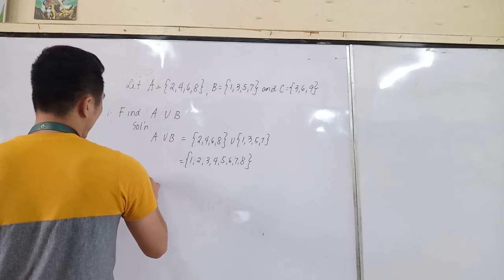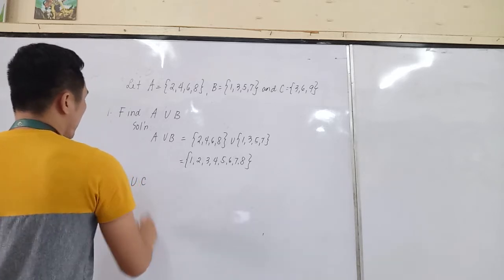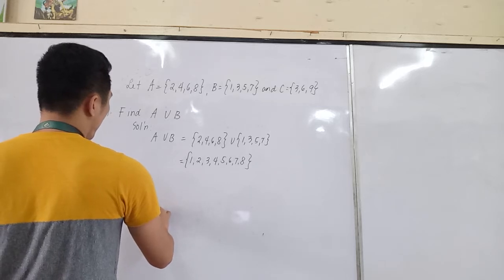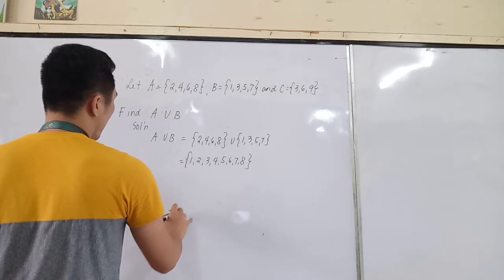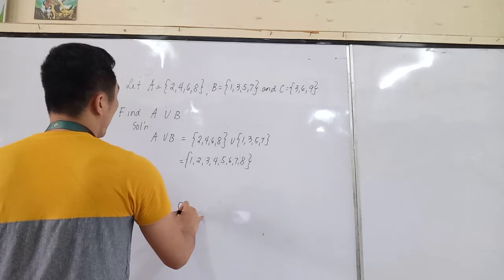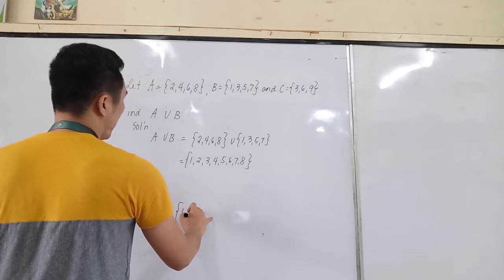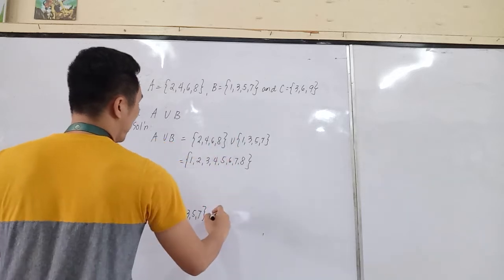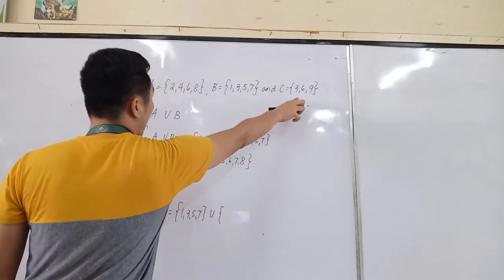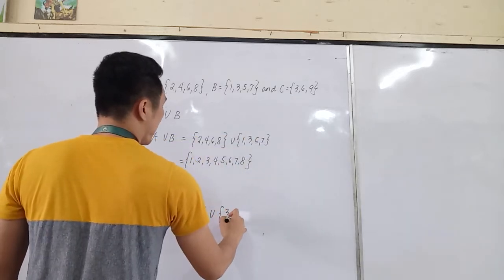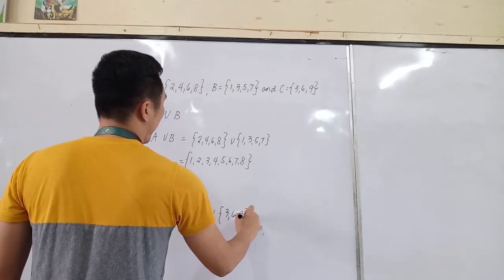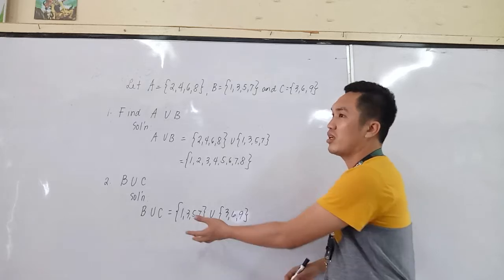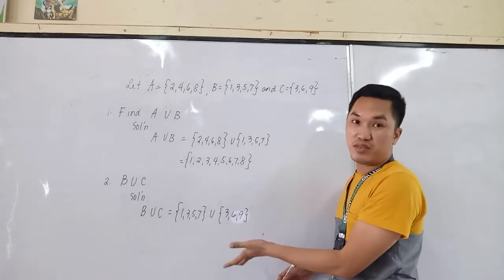We have B union C. So for the solution, we have B union C is equal to B: 1, 3, 5, 7, then union to C, which is 3, 6, and 9. So before I proceed, let me ask you, what did you observe here?